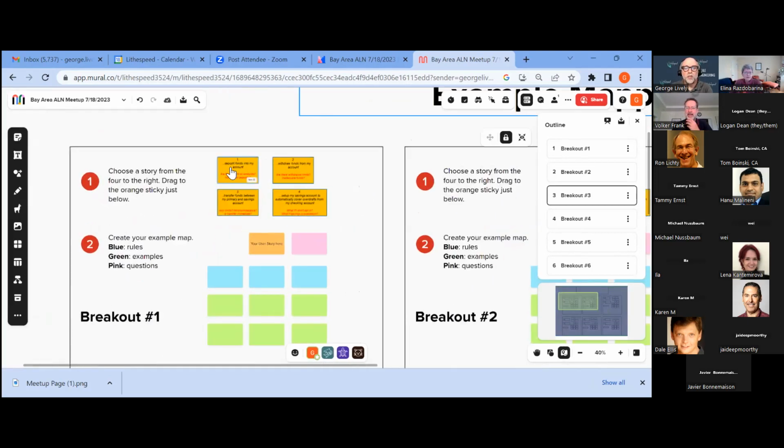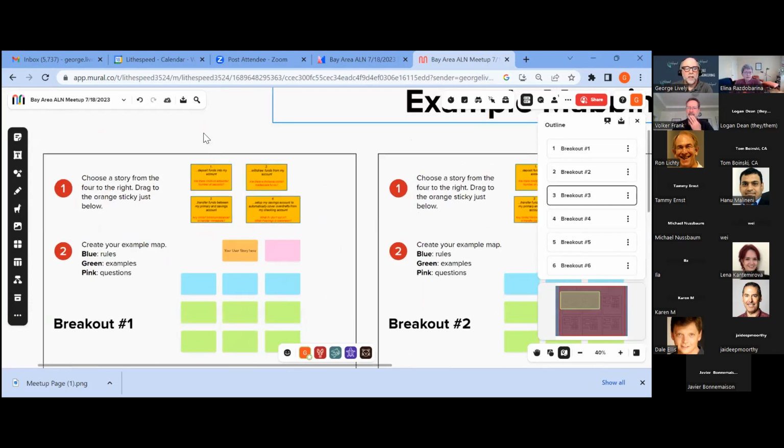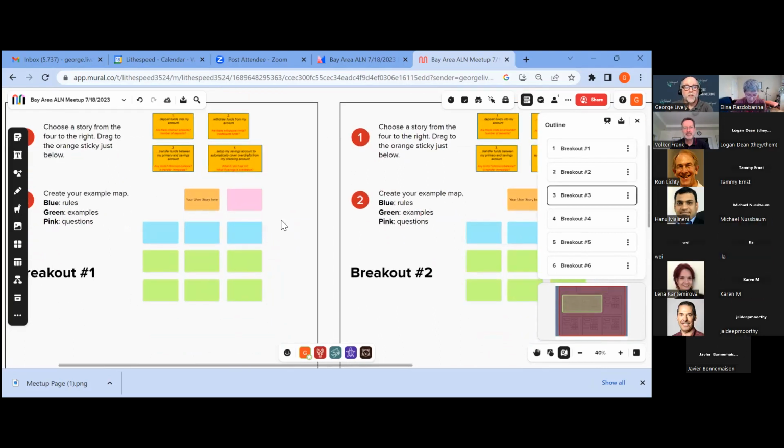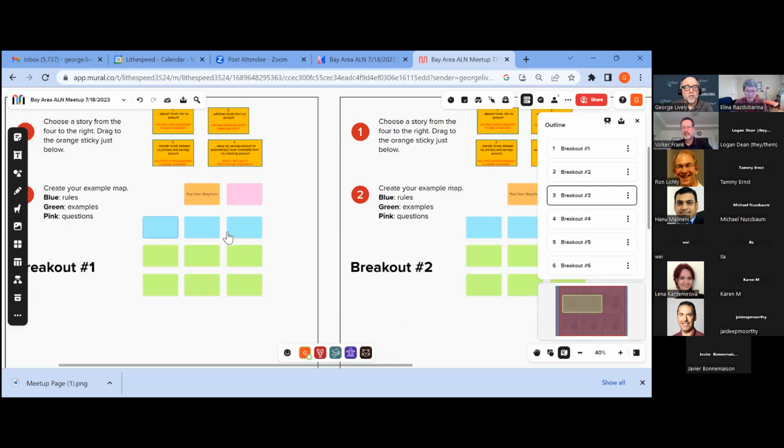Step one is choose a story, and each one of you can choose from any of these four. It doesn't matter to me if you repeat across the breakout rooms. It's really up to you to decide which one is the story you want to work on. And then I have kind of a rough template here. Blue stickies for your rules, green for the examples, pink for the questions. You can have as many or as few of them as you want.